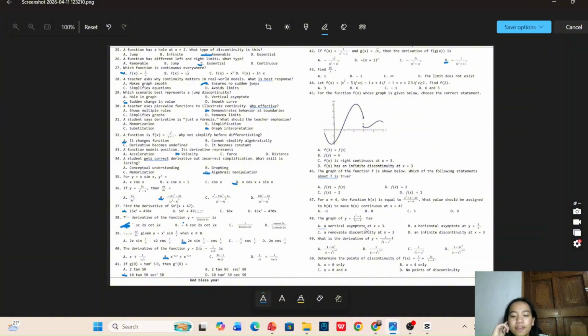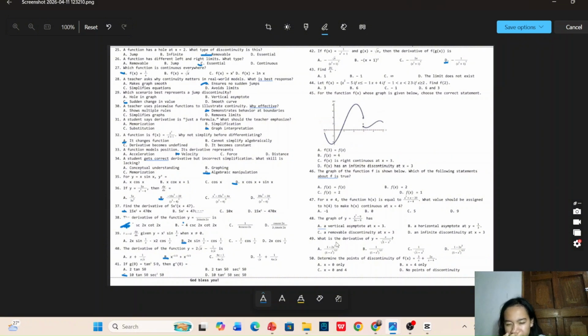Number 48. The graph of y equals x squared minus 9 all over 3x minus 9 has: A, a vertical asymptote at x equals 3; B, a horizontal asymptote at y equals 1 over 3; C, a removable discontinuity at x equals 3; and letter D, an infinite discontinuity at x equals 3. So the correct answer for number 48 is letter A. It has a vertical asymptote at 3.